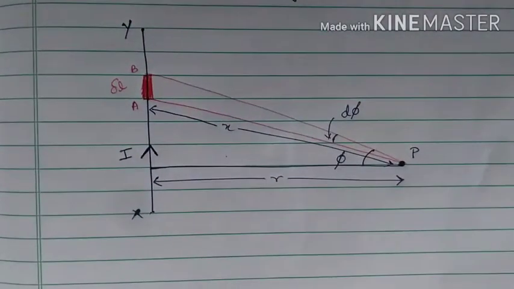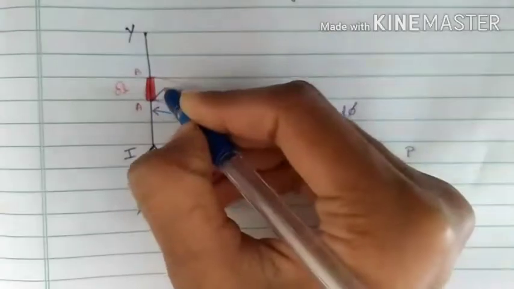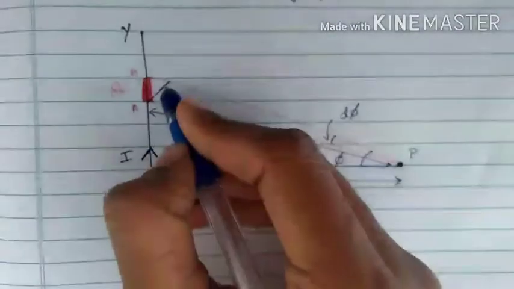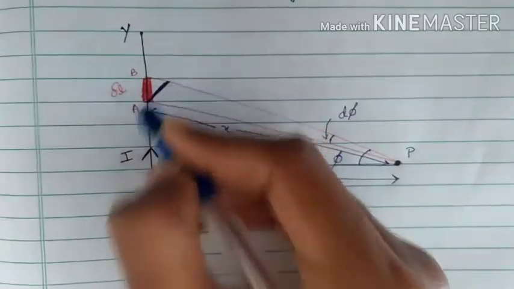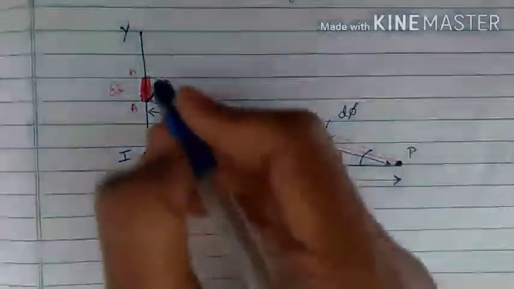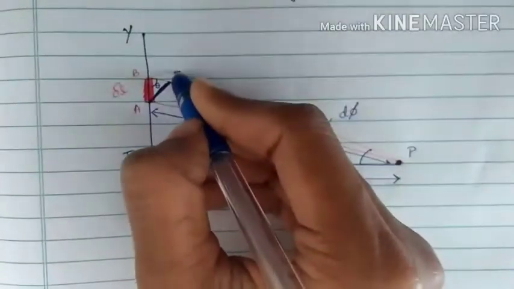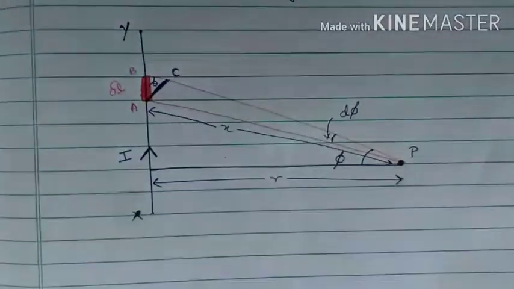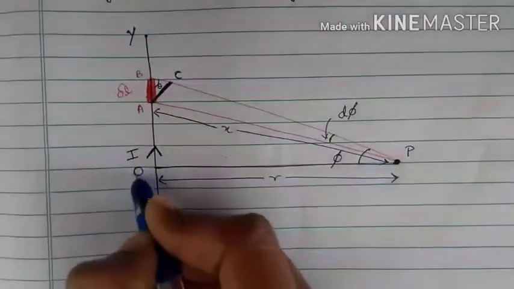So x is the distance from A to P. Now what you have to do is draw the perpendicular line from A to P. So this line should be perpendicular to line BP. Now here there will be the formation of angle theta, and let us call this point C, and this point O.